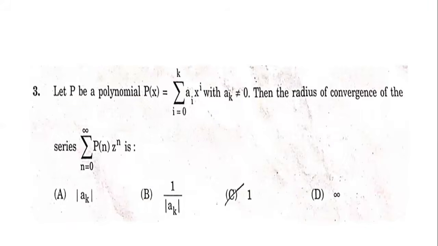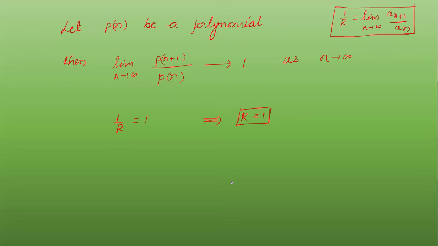Next, the third one. Let P be a polynomial, P of x is equal to summation i equals 0 to k, a_i x raised to i, with a_k not equal to 0. Then the radius of convergence of the series summation n equals 0 to infinity, P of n, z raised to n, is, see, given.